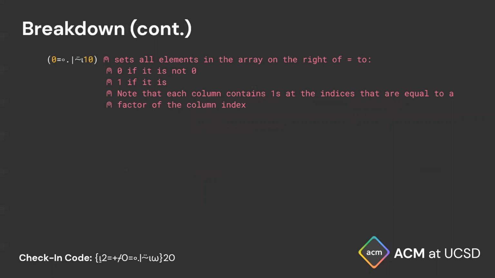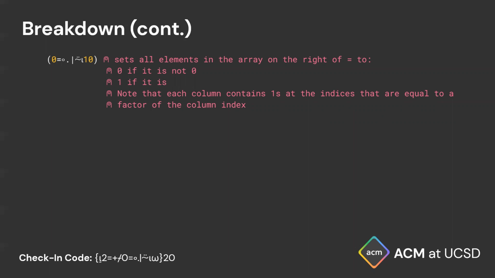So next slide. Now that we have that, we can use that square matrix to generate the factors. What we're going to do is pick out all of the elements that are 0, because if you think about a grid of numbers, we're picking out the elements that are multiples of the row index. Each column of this resulting matrix is going to contain ones at the indices that are equal to a factor of the column index.